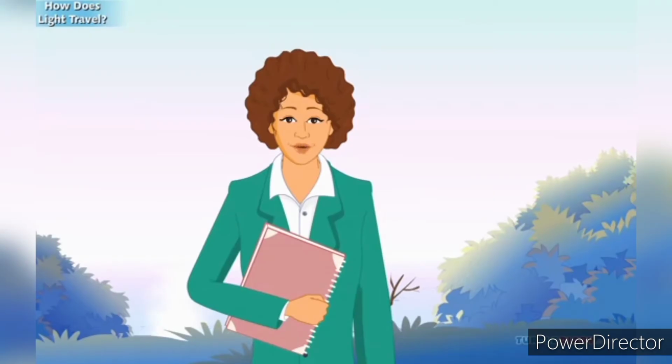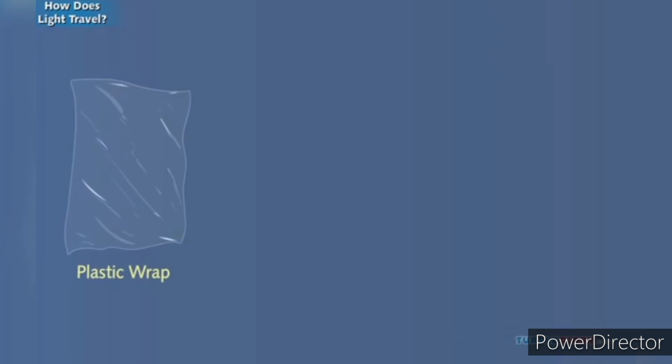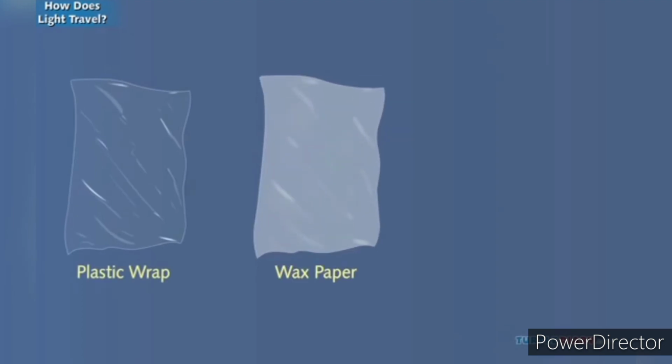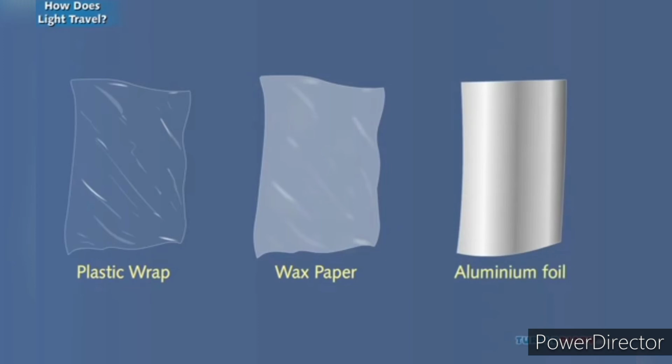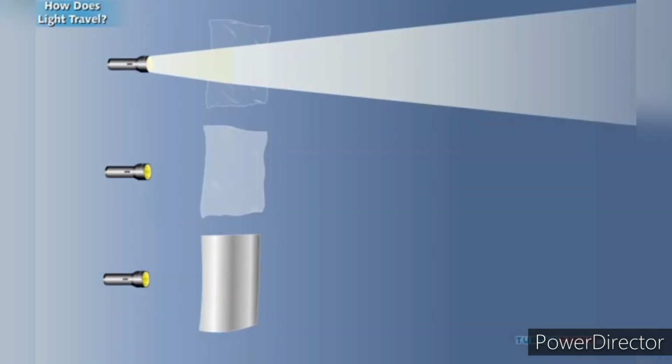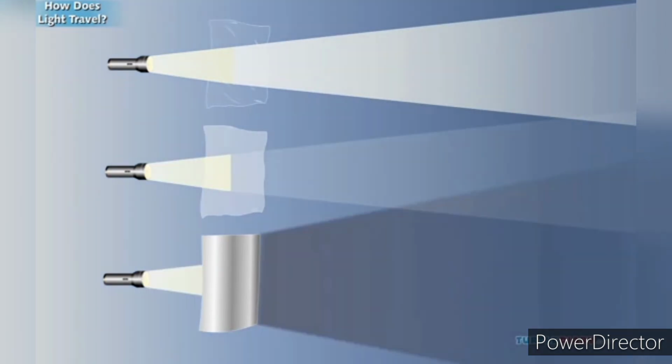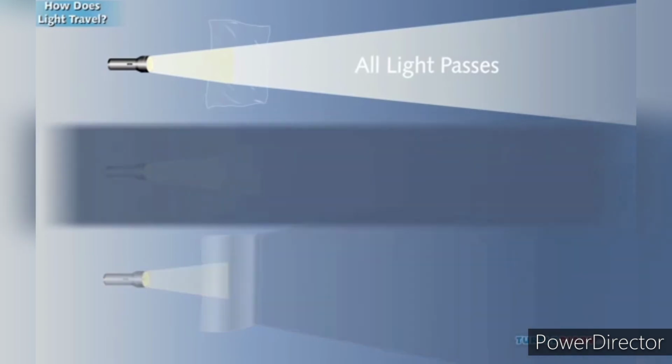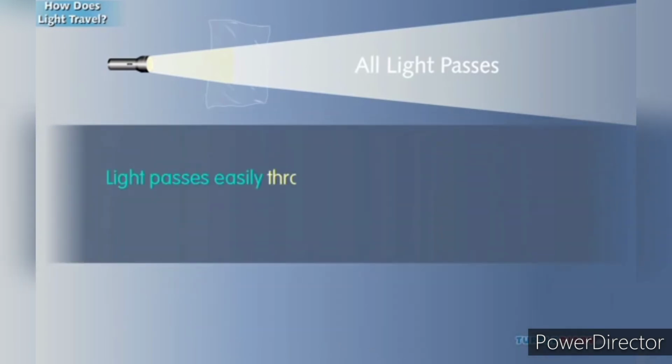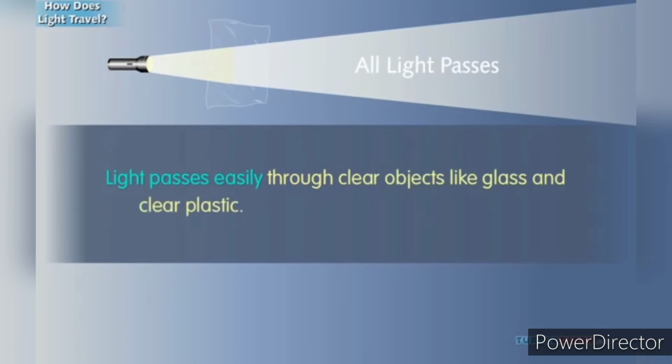Imagine you have in front of you a piece of plastic wrap, a piece of wax paper, and a piece of aluminum foil. If you held them up to the light to see how much light shone through them, what do you think you would find? The light would pass directly through the plastic wrap. Light passes easily through clear objects like glass and clear plastic. We call these objects transparent.